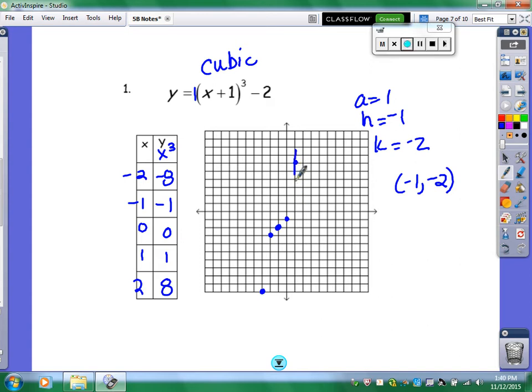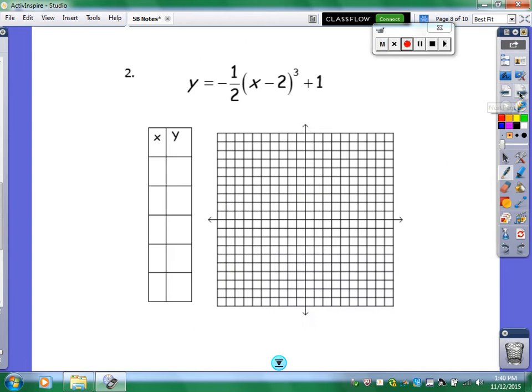All right, make sure this is a curve, so don't zigzag this. Make sure you have nice curves and put your arrows on the end. That's our cubic graph. Okay, let's look at another one.